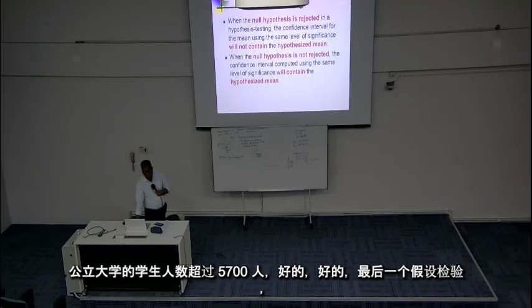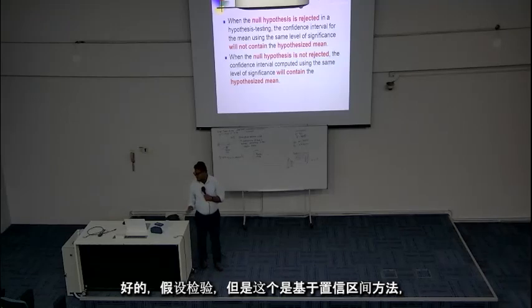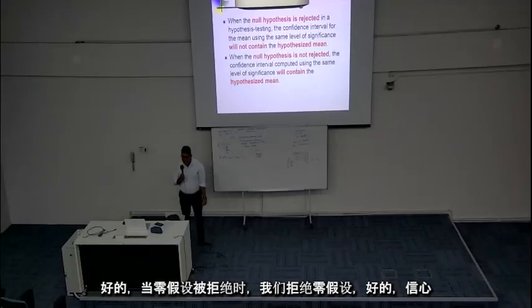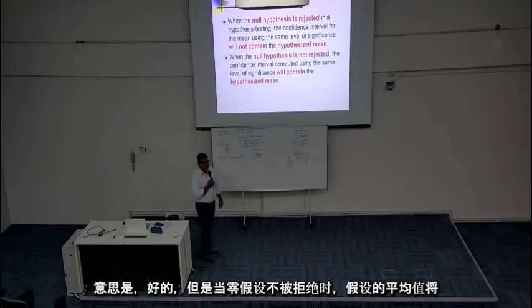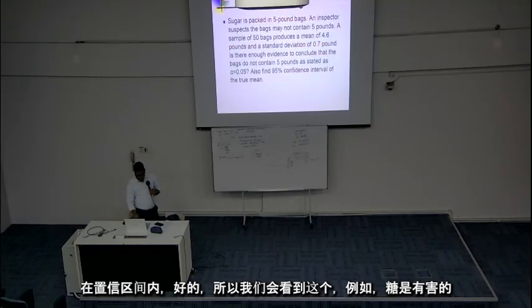All right. The last one is hypothesis testing based on the confidence interval method, the last choice to make a decision. For this condition, when the null hypothesis is rejected, the confidence interval for the mean using the same level of significance will not contain the hypothesized mean. But when the null hypothesis is not rejected, the hypothesized mean will be in the confidence interval. So we will see an example.